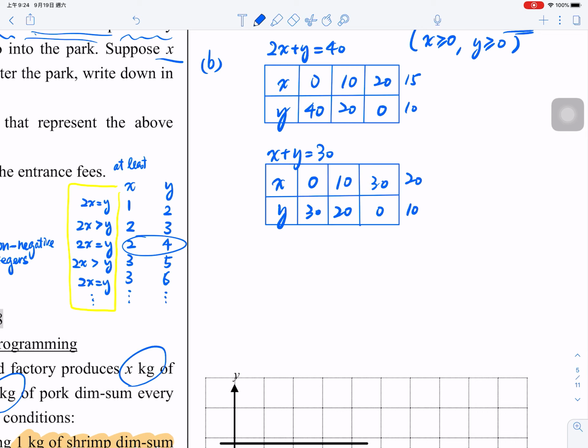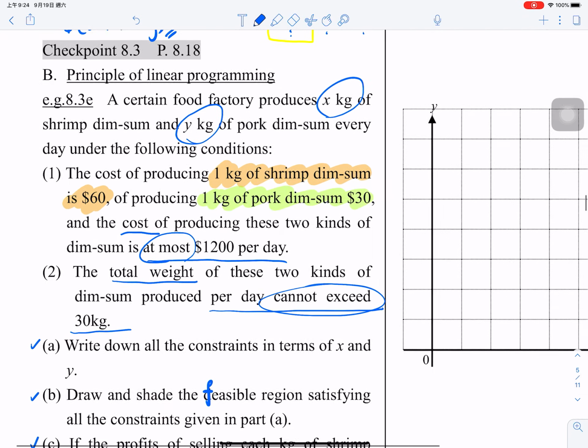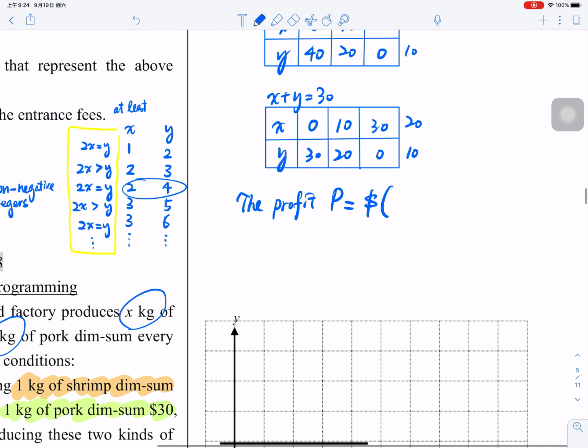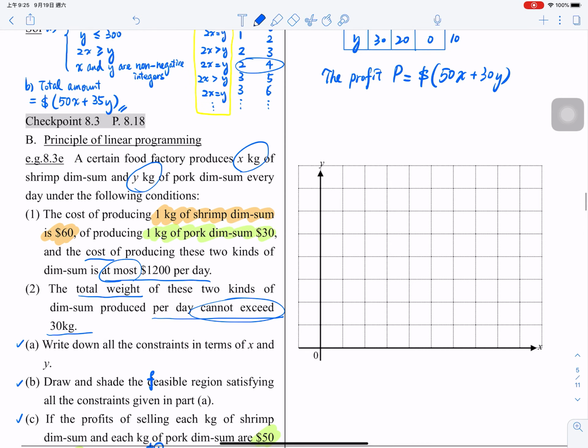Great. Then we need to have a look. You need to find the profit, right? So the profit P actually equals, how much for each one? $50 and $30 respectively. So $50 for spring, $30 for pork. So that's great. Now we can draw this one.